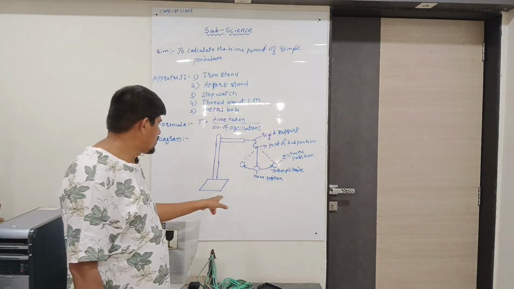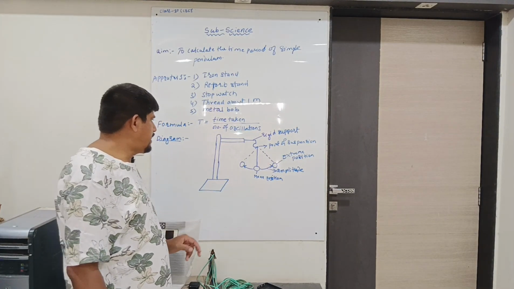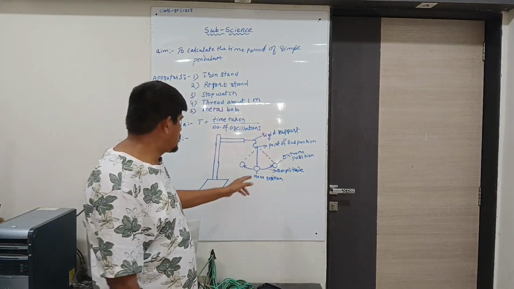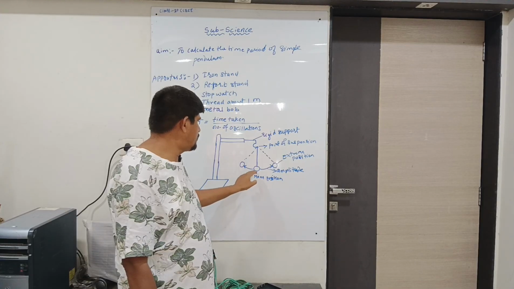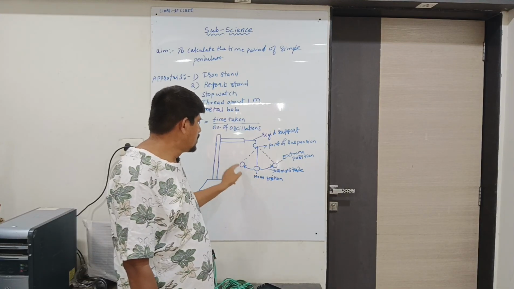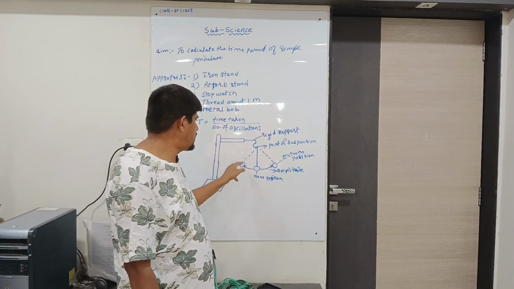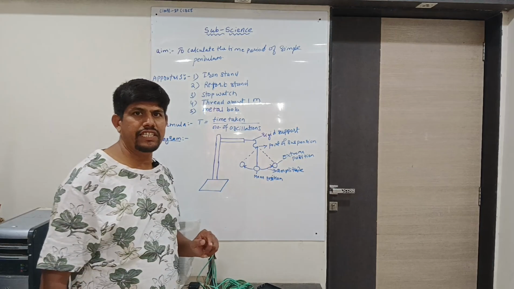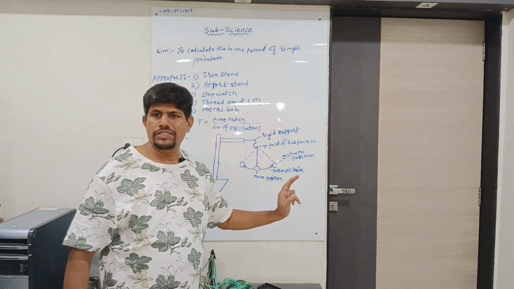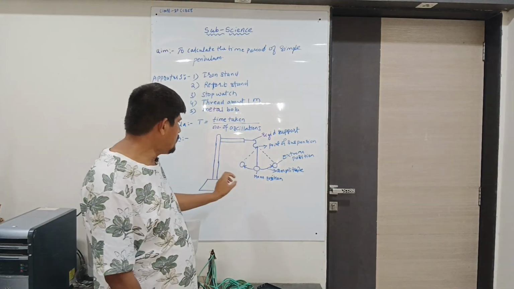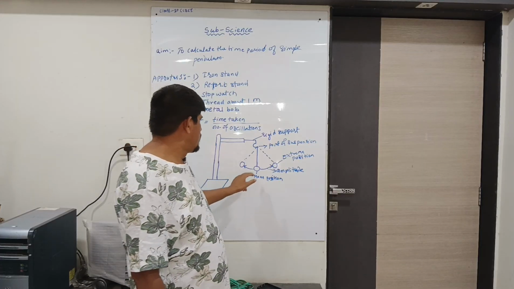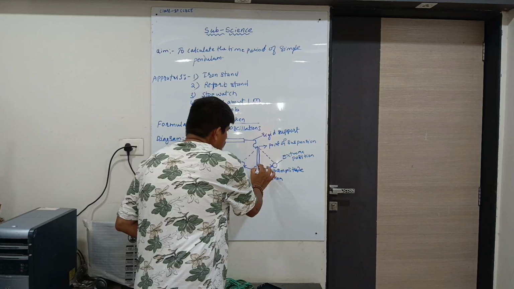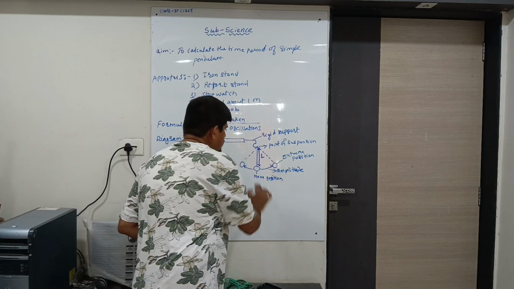So now we are just displacing this bob of the pendulum so that it will execute simple harmonic motion. That means it will execute the to and fro motion, and this to and fro motion is nothing but simple harmonic motion. So this is the length of the thread.